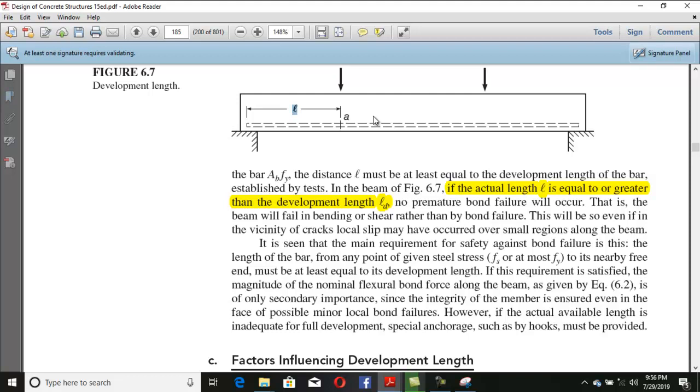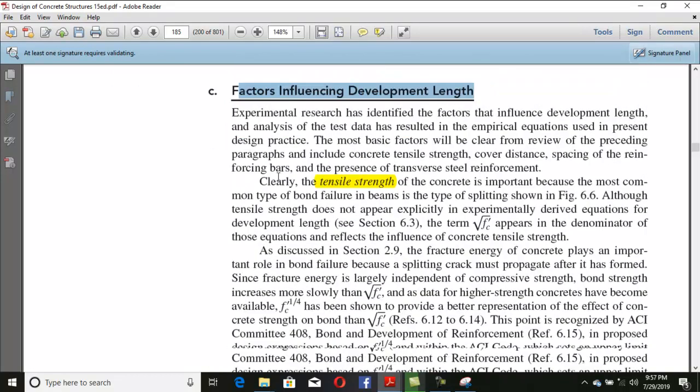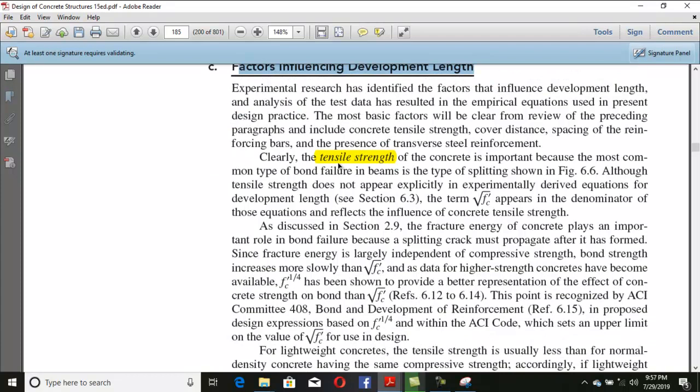As well as by providing some special hooks, you will see in later stages of this lecture, as well as some kind of special anchorages like headed bars. You can provide them by bend ups and something like that. So many different kinds of arrangements can be made to provide that development length, because this is important. So what are the factors which will affect the development length? Amongst those factors, the tensile strength of the concrete is very important.